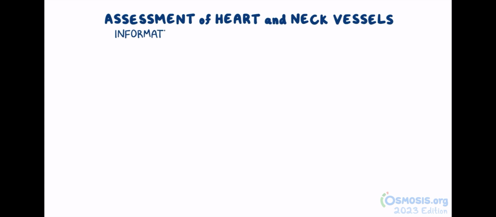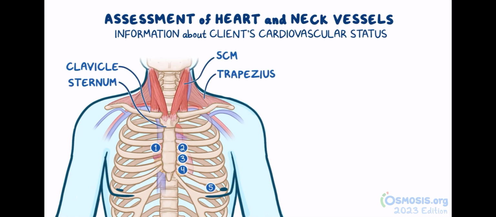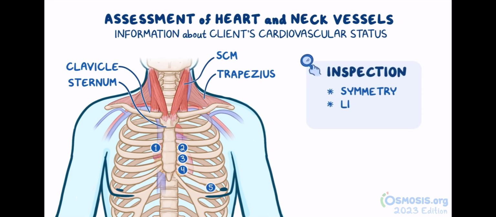All right, as a quick recap, a thorough assessment of the heart and neck vessels provides information about the client's cardiovascular status. During this assessment, you will use the intercostal spaces, sternum, clavicle, and the sternocleidomastoid and trapezius muscles to guide appropriate placement of the hands and equipment. Begin with inspection, looking at the chest wall for symmetry, lifts, and heaves.